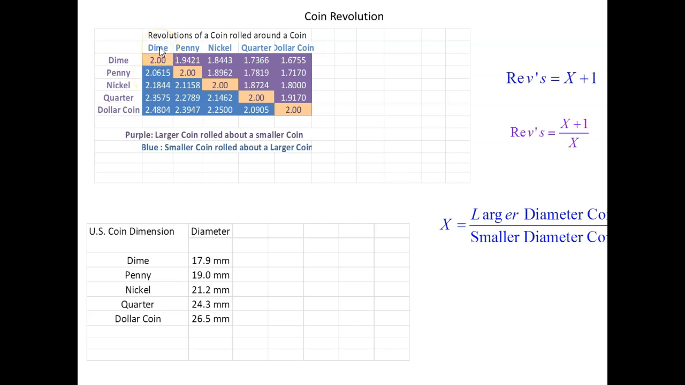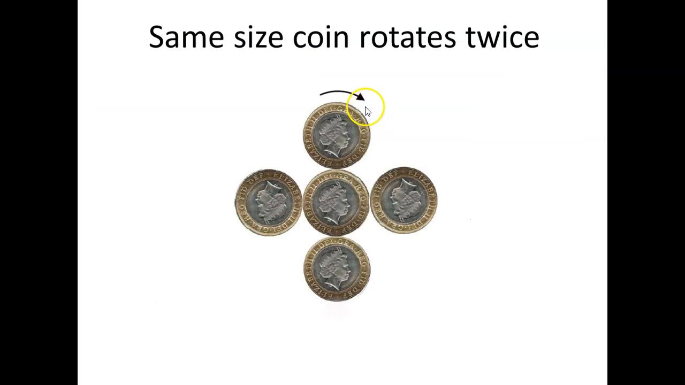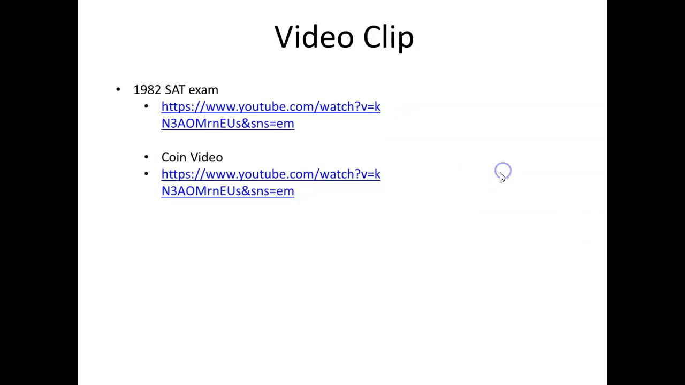2.0615 times. If I rotate a dime around a dollar coin, it will revolve 2.4804 times. If I rotate a dollar coin around a dime, it will rotate 1.6755 times. If I rotate a dollar coin around a quarter, it will rotate 1.917 times. That's amazing. Okay. And as I showed you before, the same size coin rotates twice.